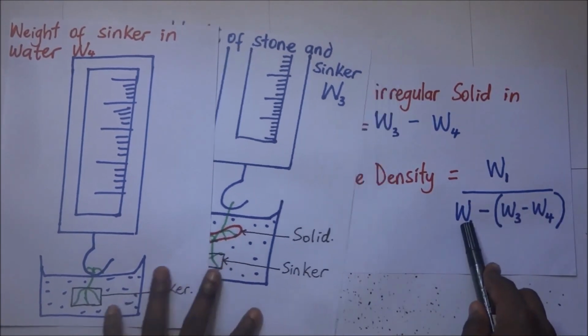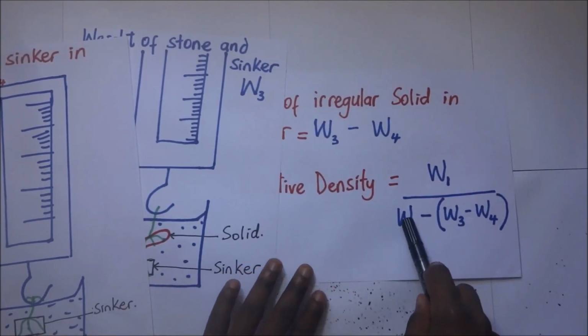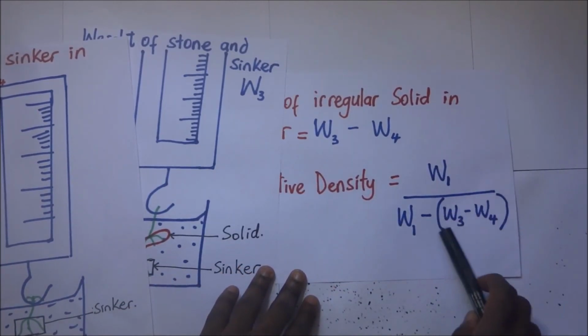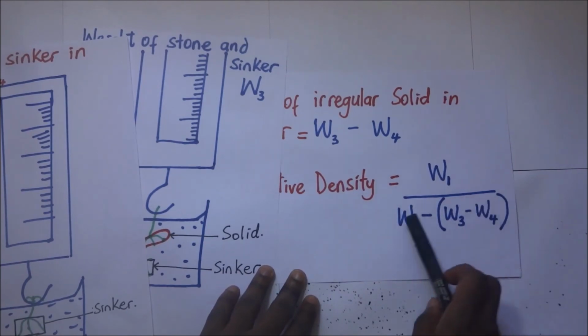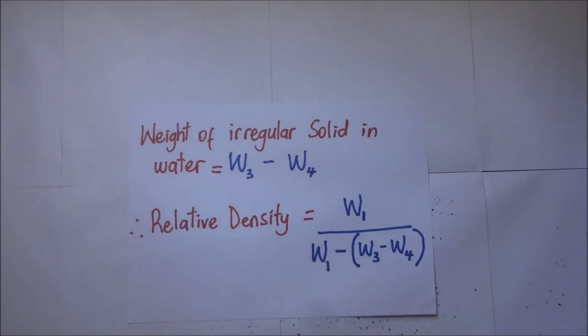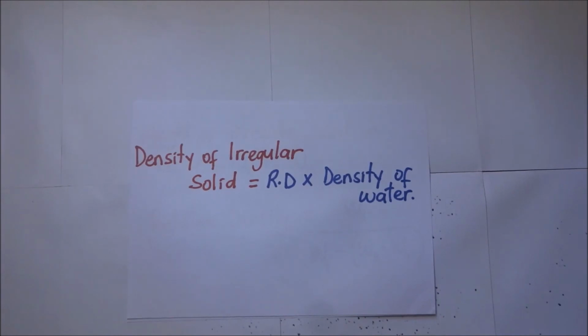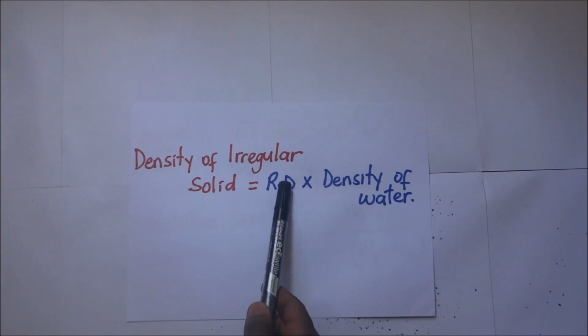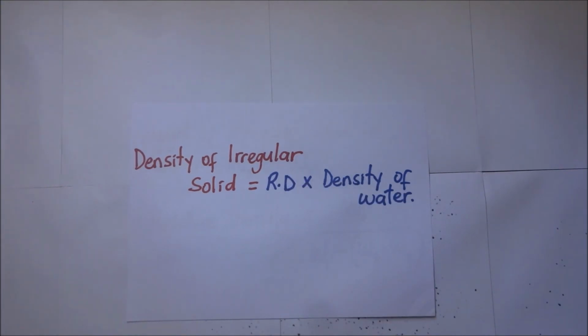And the weight when it is in air minus the weight when that solid is immersed in the liquid gives us the apparent loss in weight of the solid. And definitely this is how we get the relative density. After getting the relative density of that solid, we can go ahead and find the density of the irregular solid by multiplying the relative density we've gotten in our previous step by the density of water. And that is the description of the experiment to determine the density of an irregular solid which floats in water.